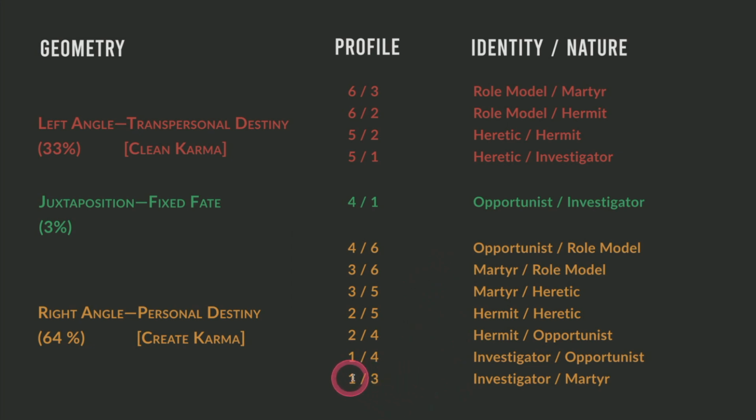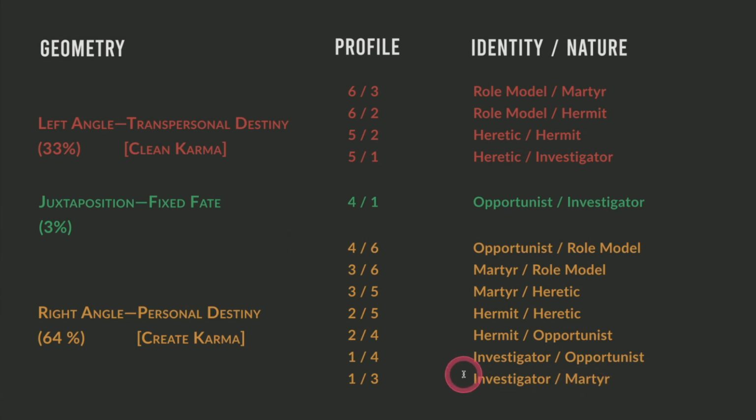The exception here is the 1-3. I'll just bring out these notable exceptions because they're interesting, right? This is the only profile where both the conscious and unconscious, the personality and design, are lower trigram. So the investigator martyr is all about the personal destiny, investigating, figuring out the foundation, right? It's yang, and then it's the martyr, and then it goes out and tries to figure out what works and what doesn't, and experiments in life.